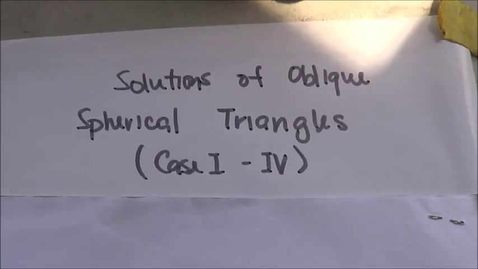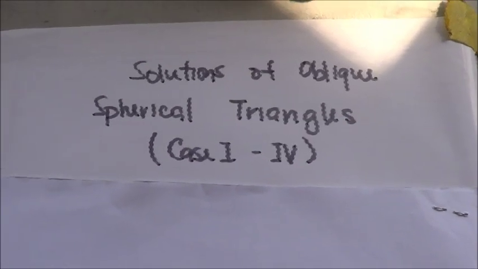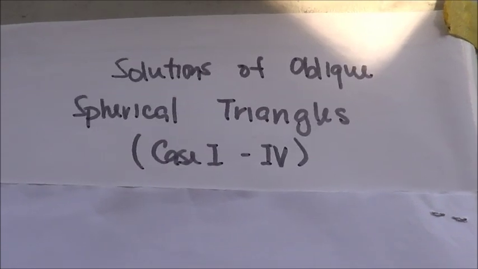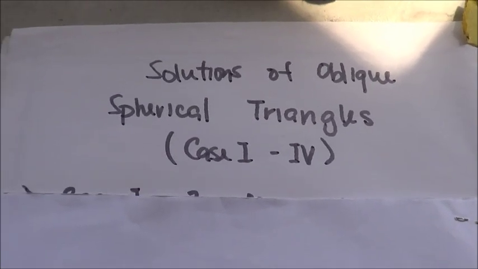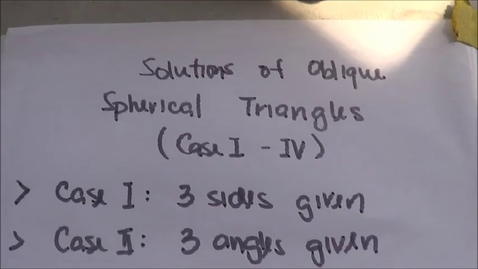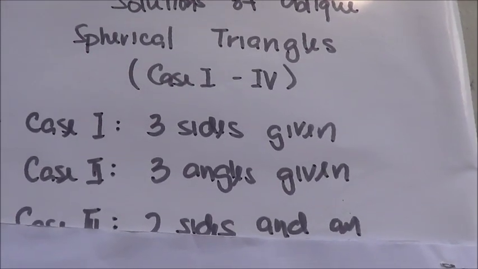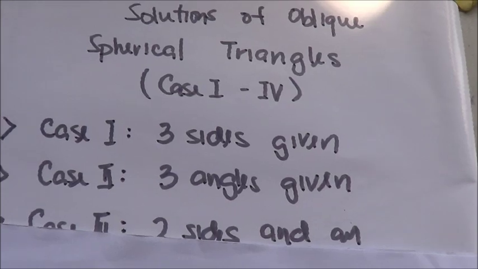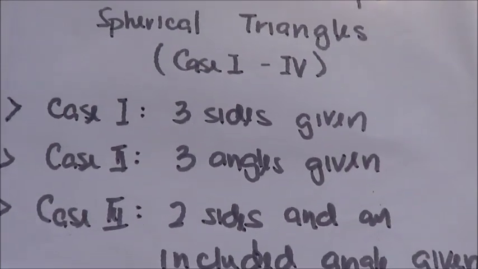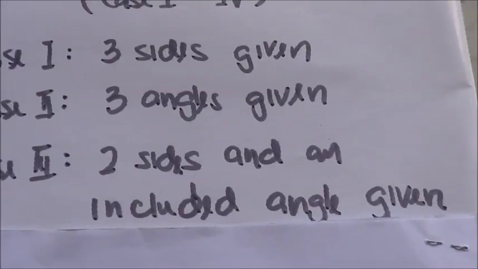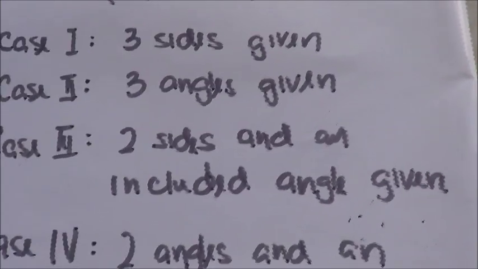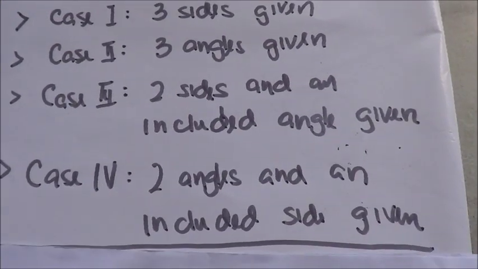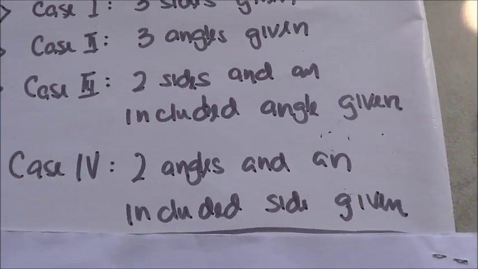In this video, we are going to talk about how to solve oblique spherical triangles from case 1 to case 4. But first, what are case 1 to case 4? Case 1 is a problem where 3 sides are given. Case 2, where 3 angles are given. Case 3, 2 sides and an included angle are given. And case 4, 2 angles and an included side are given.